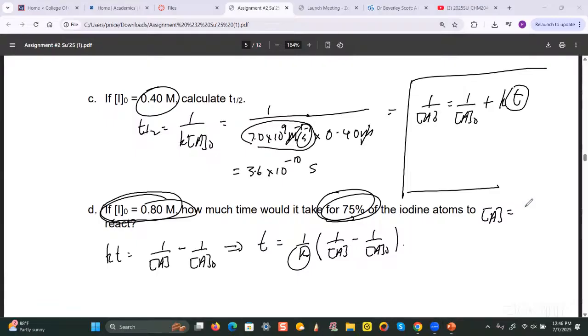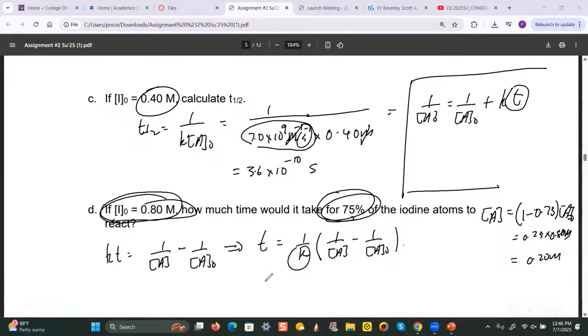If 75% of the iodine atoms reacted, then how much remain? 25%, right? So basically the concentration of A would be 25% of the initial amount. So it's 1 minus 0.75 multiplied by the initial concentration of A. So that would be 0.25 times 0.80 M. So that would be a quarter of 0.8, which would be 0.20 M.